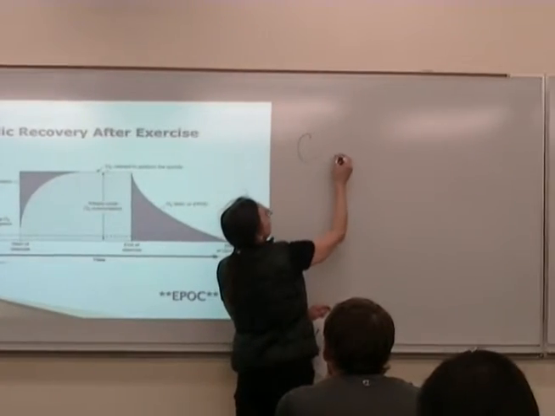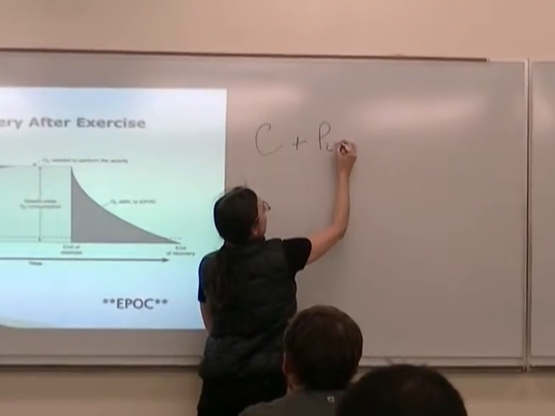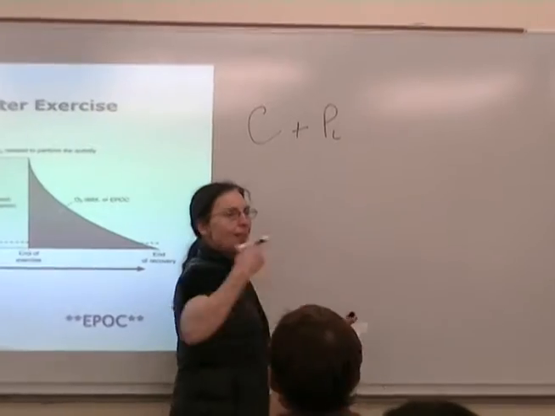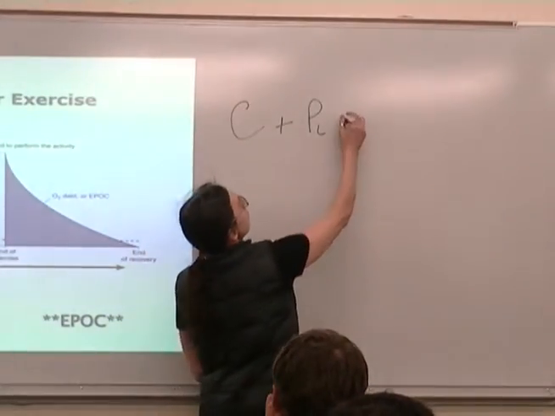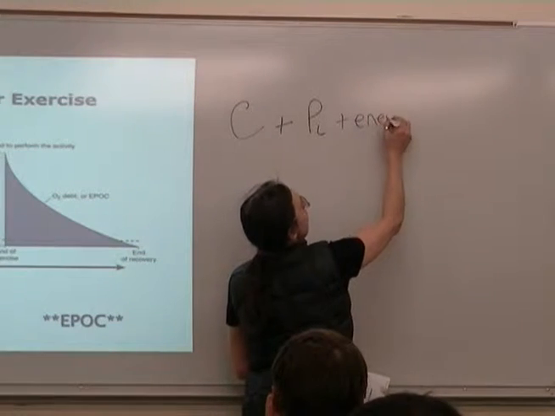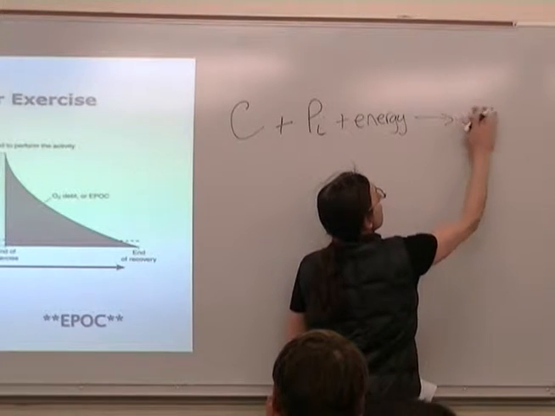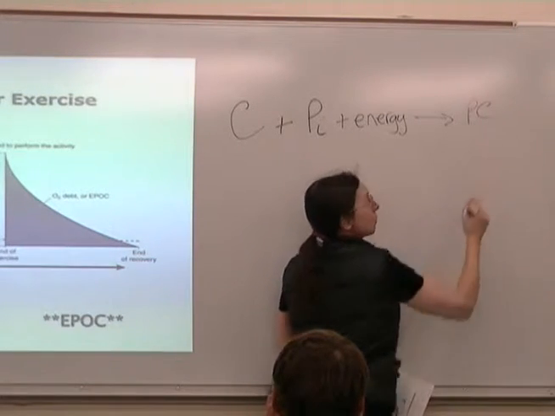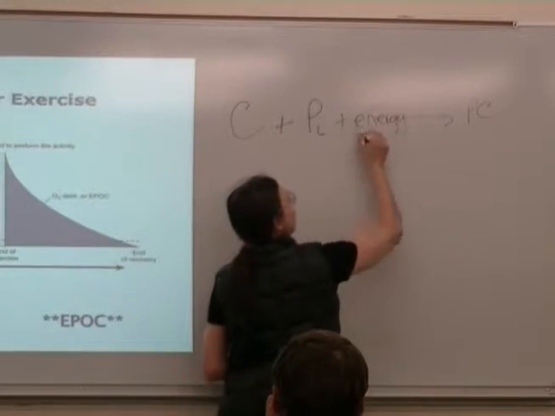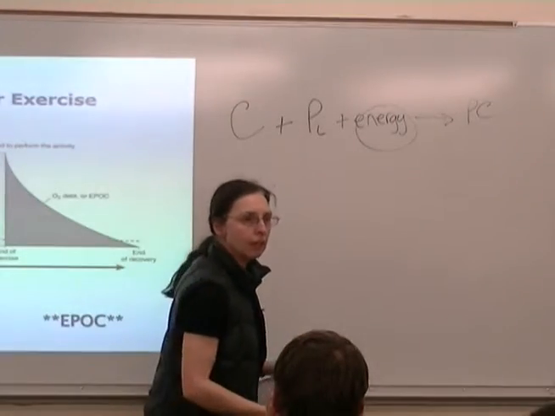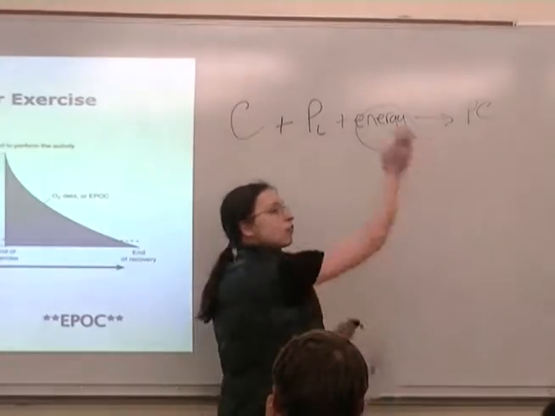If I'm going to put my creatine and my inorganic phosphate back together so I can steal the energy bond again the next time I run, I have to have an energy bond. The energy bond doesn't come out of thin air. I have to have ATP to break up to get the energy bond to stick.